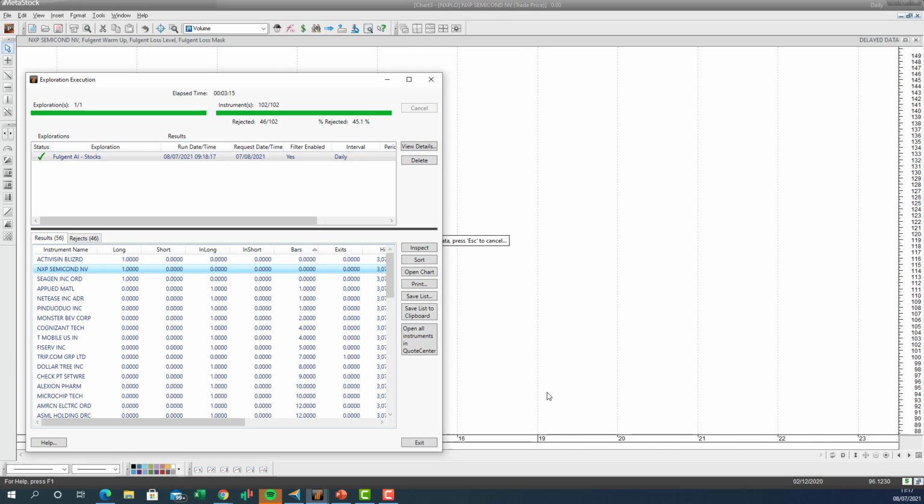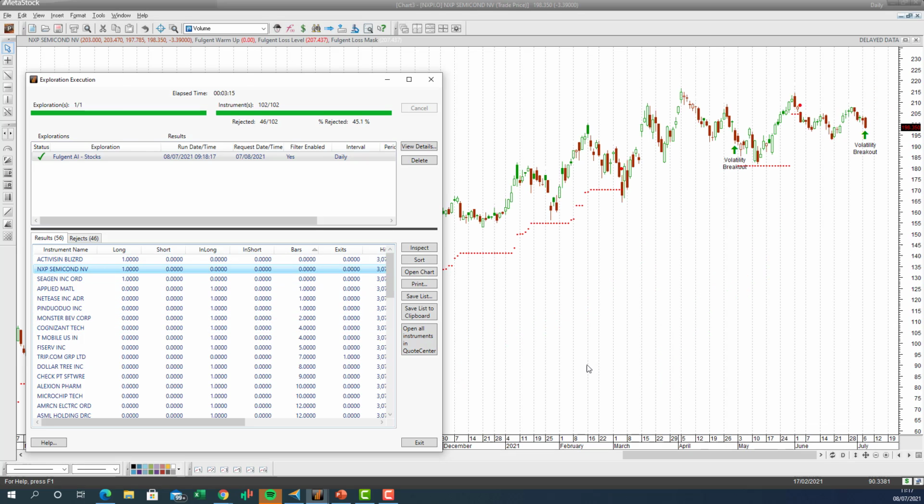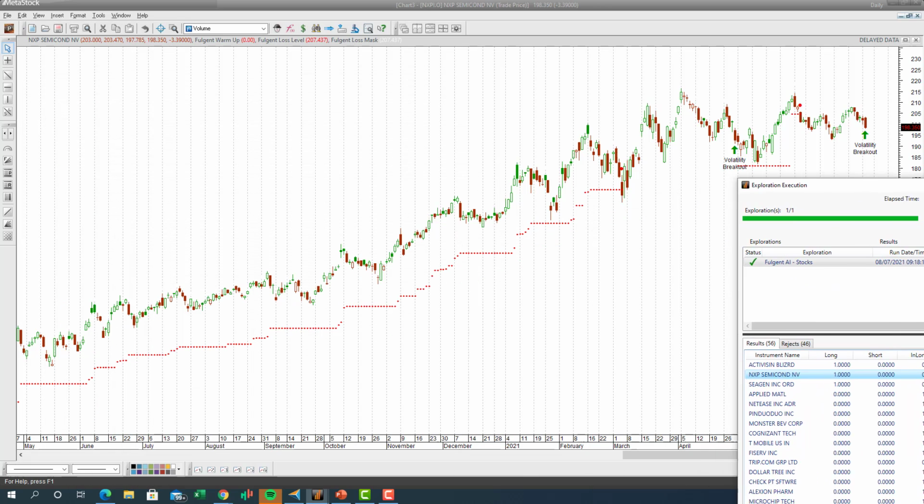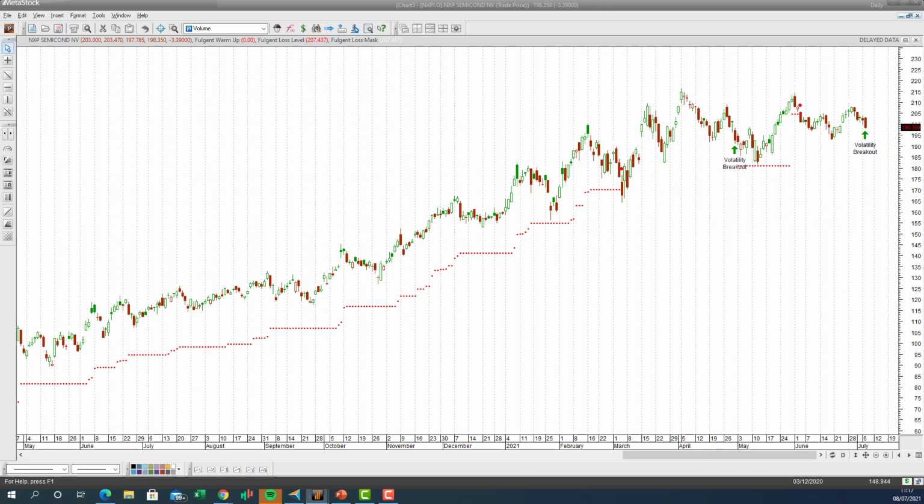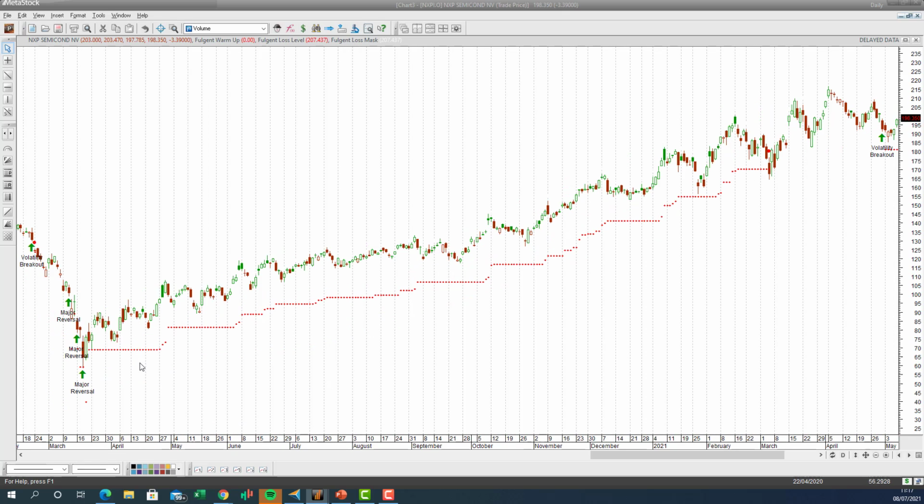NXP Semiconductors, we'll see how this one pans out. You can see there's been multiple months of fantastic trades on this one. Here was a major market reversal back here in March. There were 2 ones there, but because of the volatility sell-off in March because of COVID, that was quite a large volatility event. But the third trade worked out very well, and the stop loss was added in automatically.